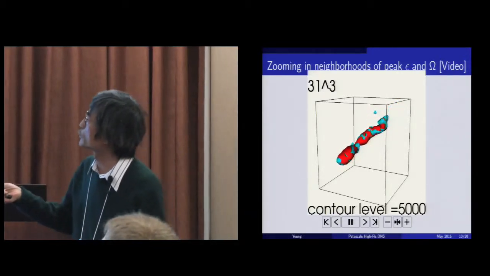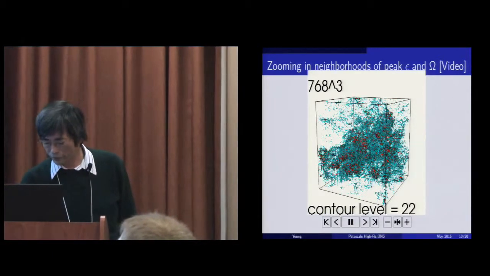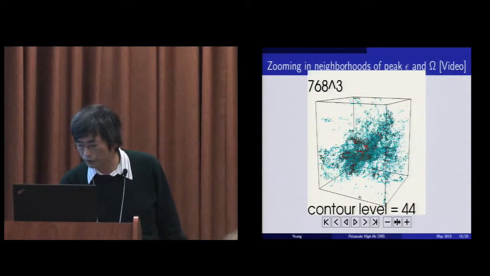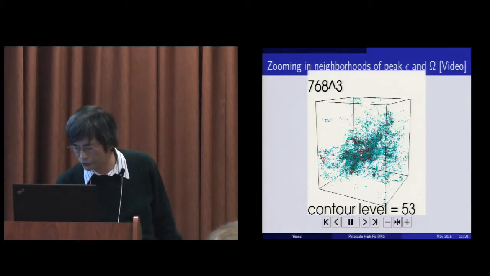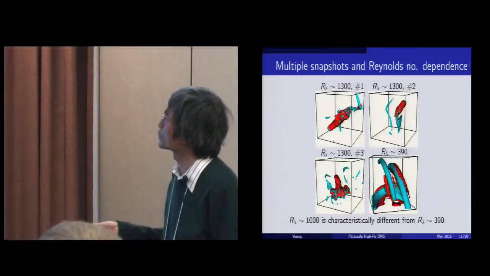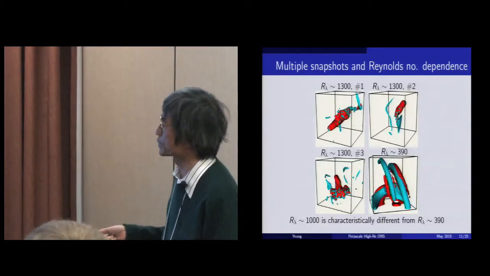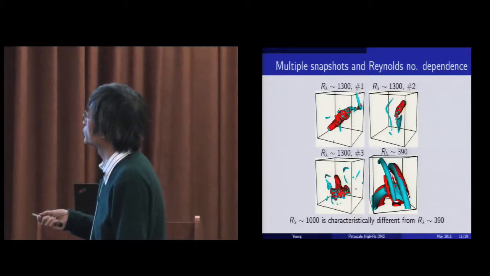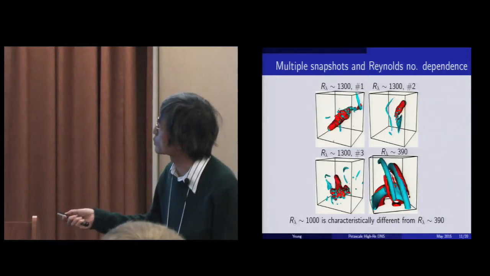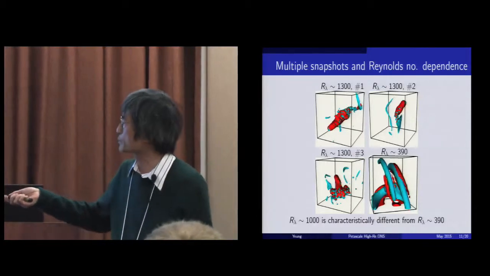And this is the 31 cube subdomain. That is the kind of image that we have gotten. Of course, one might worry that there is only one instantaneous snapshot. What is this representative of? Here are the images from 3 snapshots, 1, 2, and 3, all from 8192 cube. You see that they have the same kind of structure. You have red and blue almost coinciding, and there are some other isolated short, long filaments in blue. On the lower right-hand side, this is at a lower Reynolds number. You see that it's quite different.